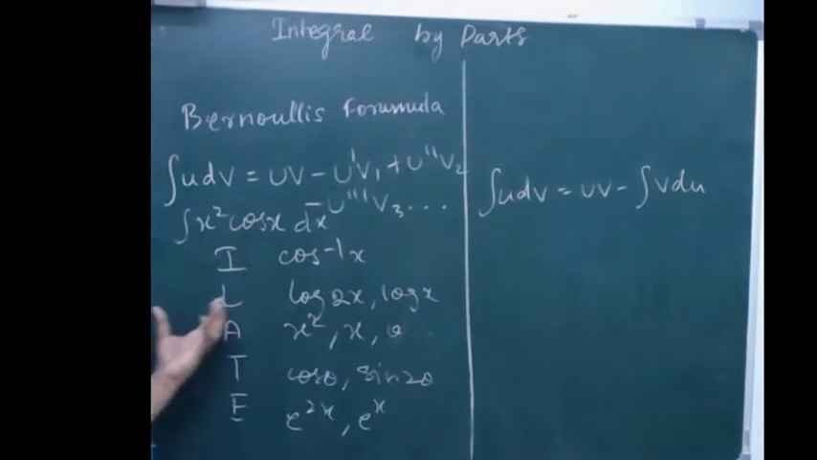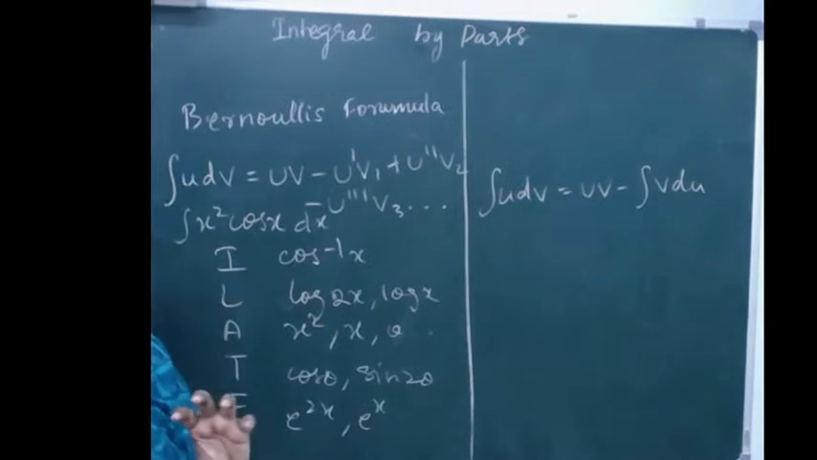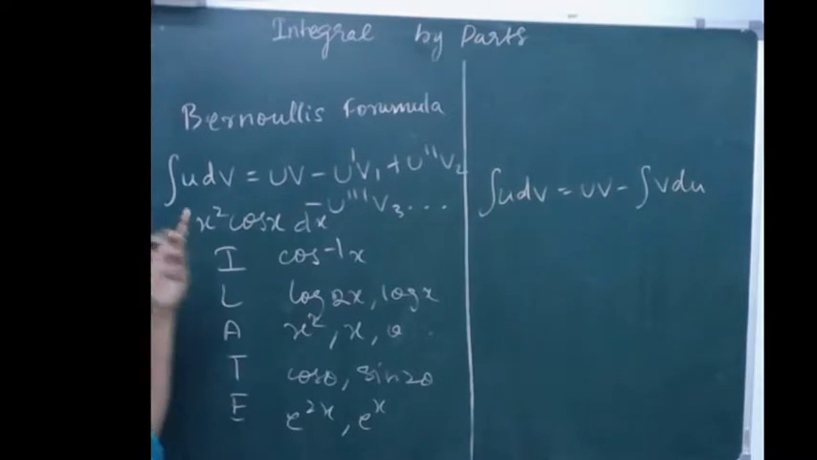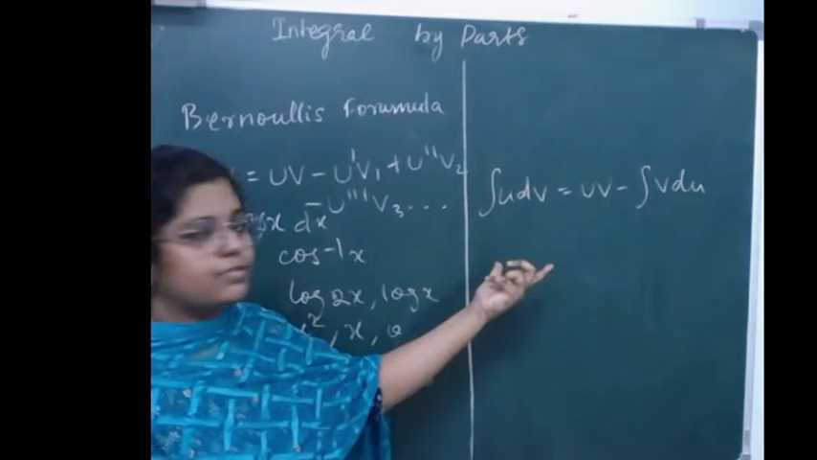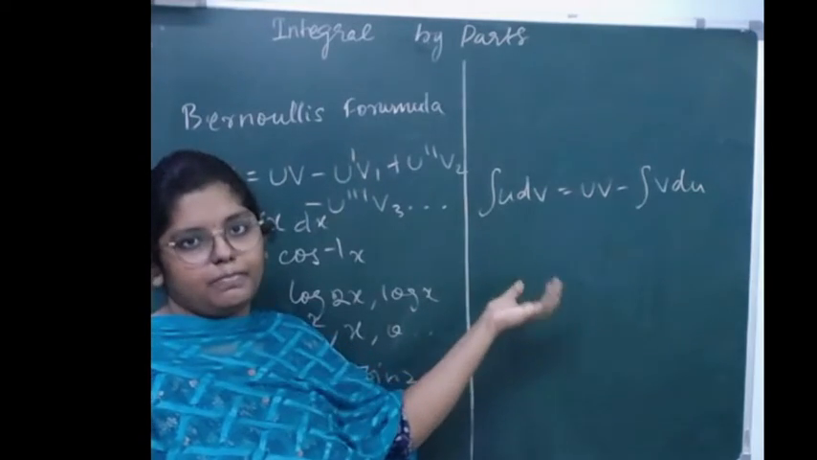By using these two formulas, we will get the same integration. For complicated equations or trigonometric functions, we can use Bernoulli's formula. And for algebraic functions, it would be best to take the integration by parts formula.